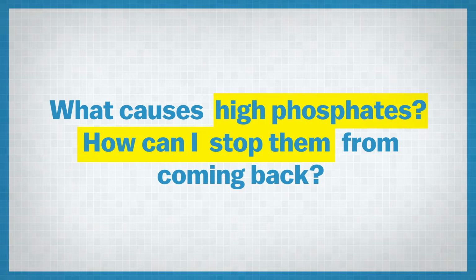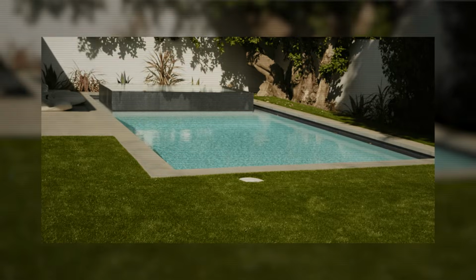What causes high phosphates and how can you stop them from coming back? Well, that's a very good question, and the answer is that phosphates come from a variety of different sources, but basically any organic material is going to contain phosphates. That means things like leaves, lawn trimmings, flowers, or even animal droppings. Anything like that that gets into your pool will break down in the water and release phosphates.